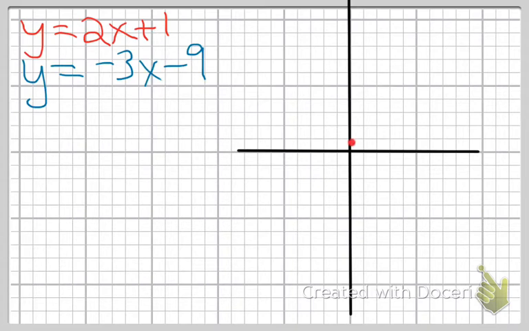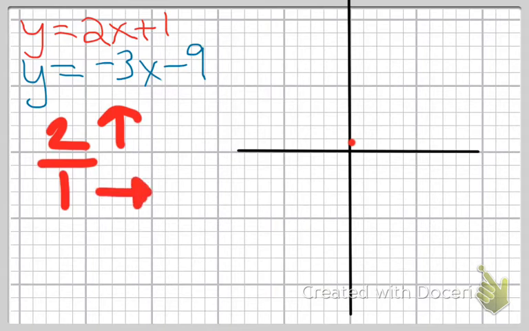Our slope is 2. So 2 is really 2 over 1, and because the 2 is positive, that is our delta y. We are going to go up 2, and because the 1 is positive, which is our delta x, we are going to go right 1. So if we go back to the y-intercept, we're going to move up 2 and to the right 1, and we're going to continue that so that we are guaranteed a straight line.